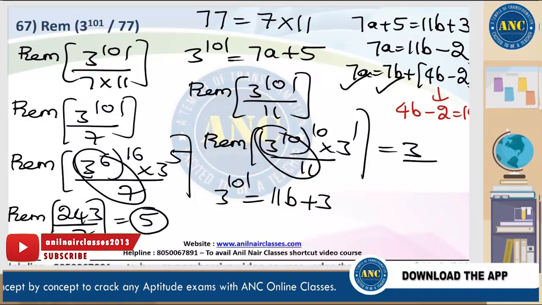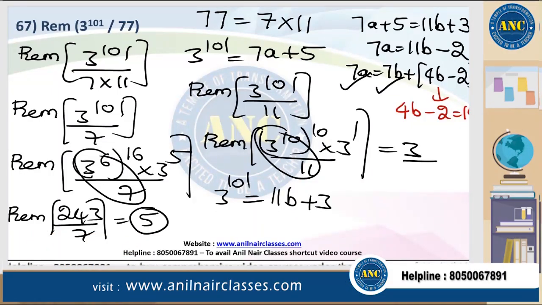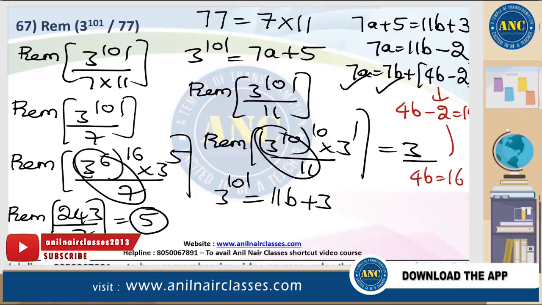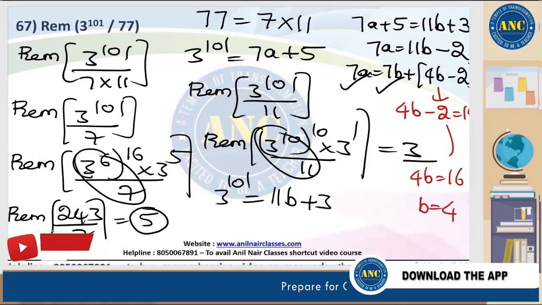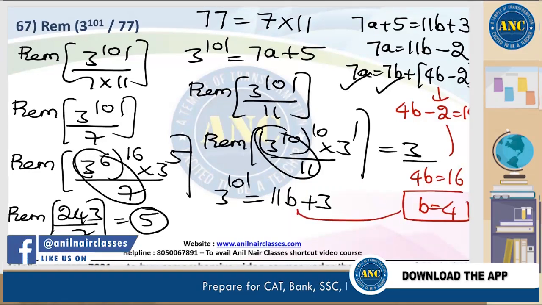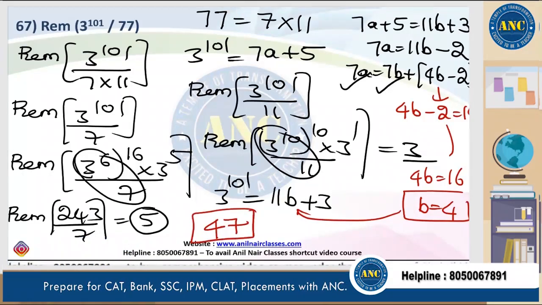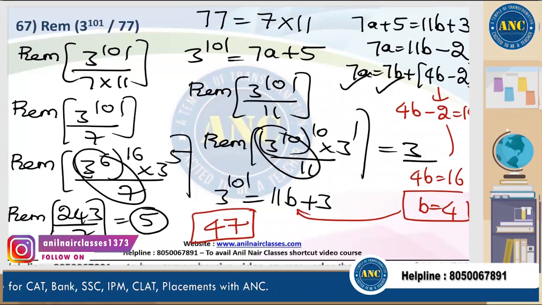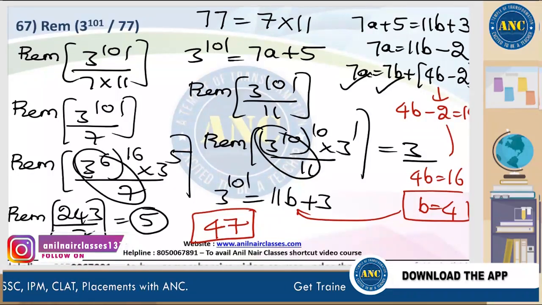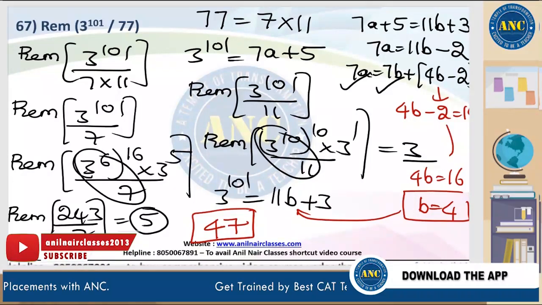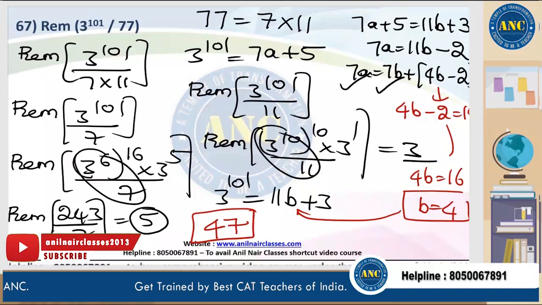So it has to be 14, because 4b is an even number and 2 is an even number. 4b is 16. B value 4. If B value is 4, substitute: 44 plus 3. 47 is the answer. Idea is clear. If the denominator is a composite number, write down the number as a product of coprimes.